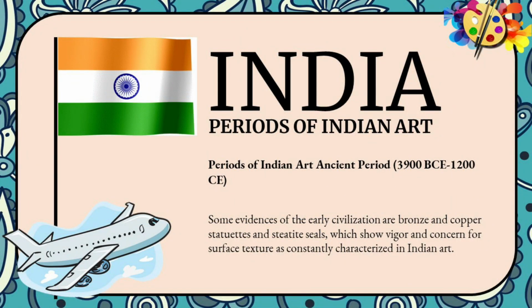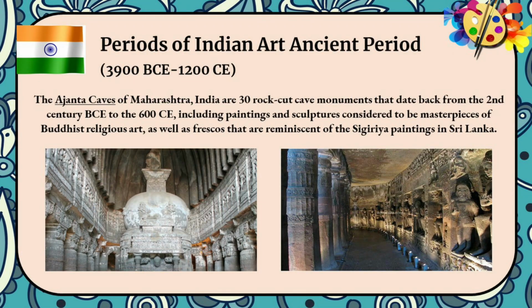Periods of Indian art, ancient period. Some evidences of the early civilization are bronze and copper statuettes and steatite seals, which show vigor and concern for surface texture as constantly characterized in Indian art. The Ajanta caves of Maharashtra, India are 30 rock-cut cave monuments that date back from the 2nd century BCE to the 600 CE, including paintings and sculptures considered to be masterpieces of Buddhist religious art, as well as frescoes that are reminiscent of the Sigiriya paintings in Sri Lanka.